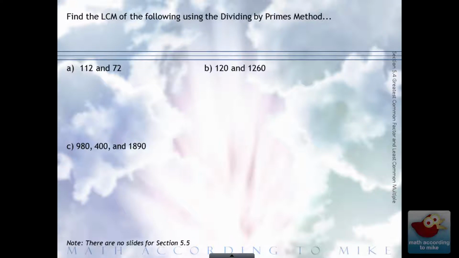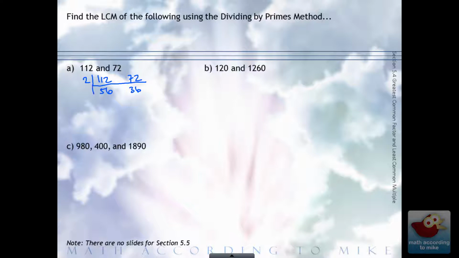So remember, we make a little list. We put the numbers next to each other. Think about a prime that goes into both. Here you can say 2. 2 goes into 112, 56 times, into 72, 36 times.